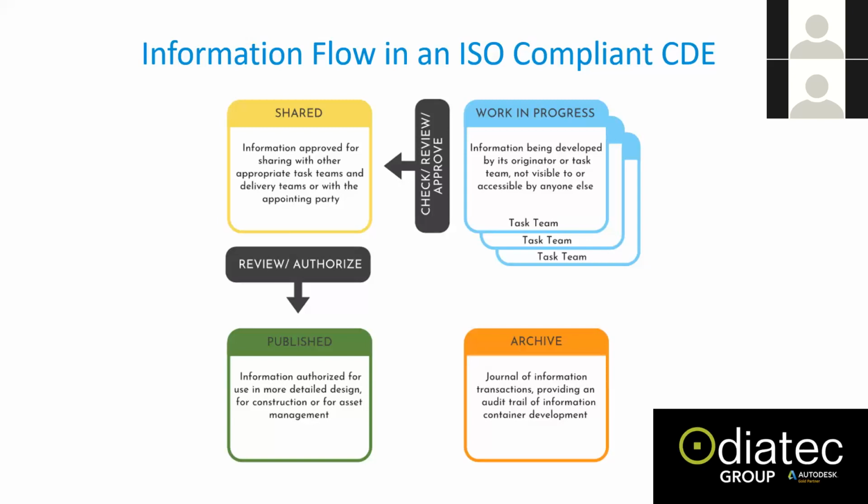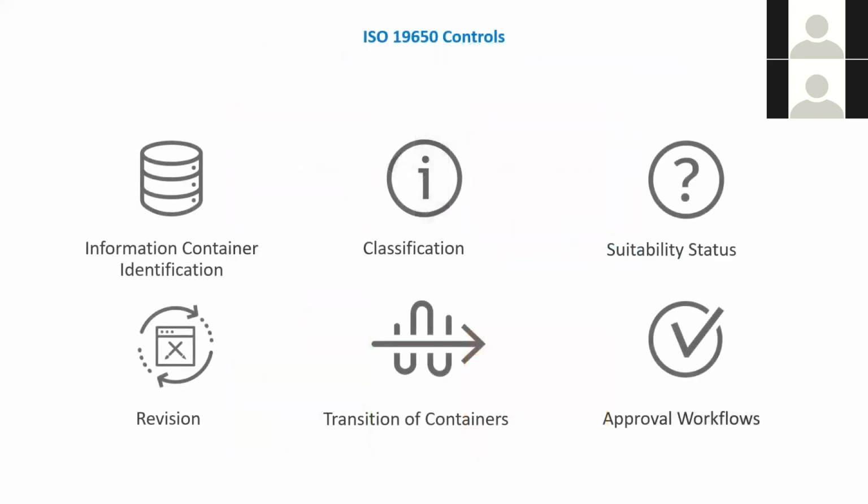Any file that makes it into the shared area, whether it's a PDF or a 3D model, should have gone through something called an approval workflow. And then by the time it makes it to the published area, the information that's going to be used for site will have gone through a review and an authorization process as well. Again, all of this is possible within the Autodesk Construction Cloud to manage from an ISO perspective.